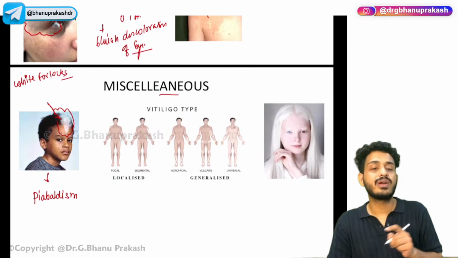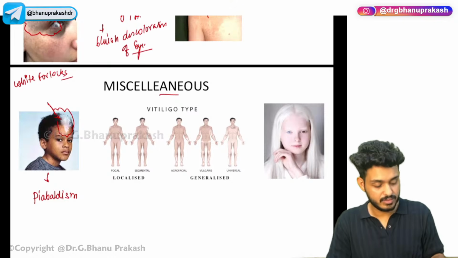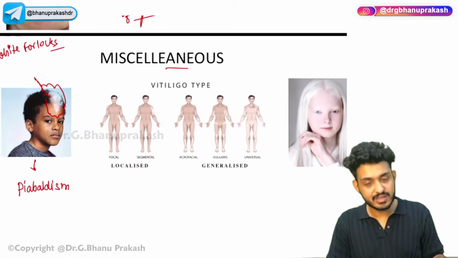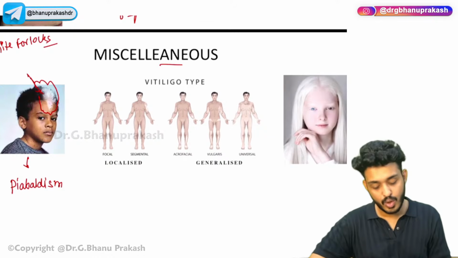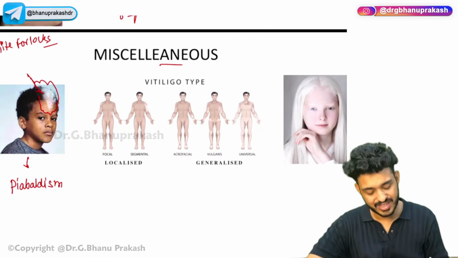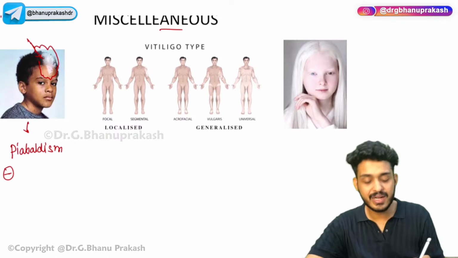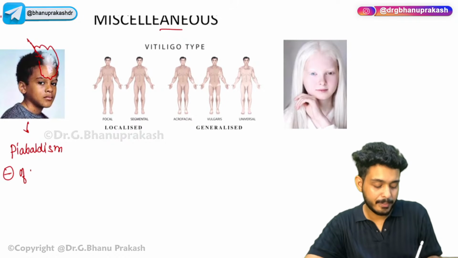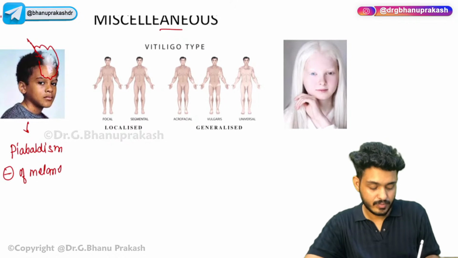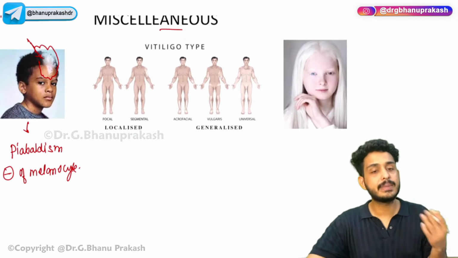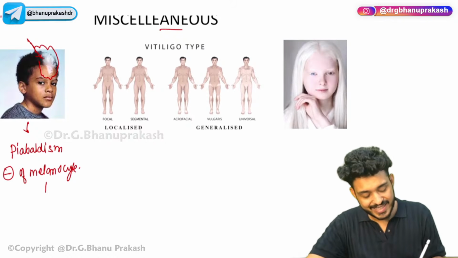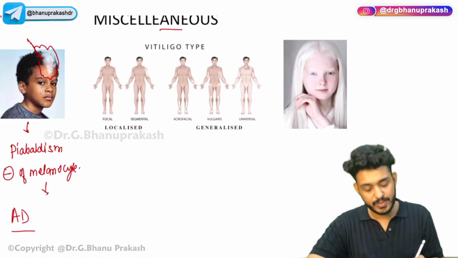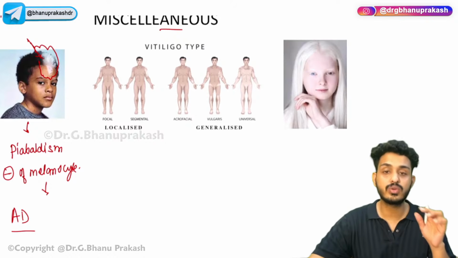White forelocks. You have seen this in political leaders, like Indira Gandhi. Indira Gandhi had this. That is your white forelocks. Why is this happening? Piebaldism is due to absence of melanocytes, guys. If there is no melanocyte, there will be no melanin. There will be no color, right? It is an autosomal dominant condition, guys.